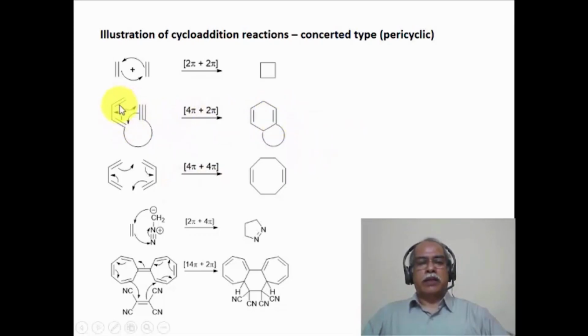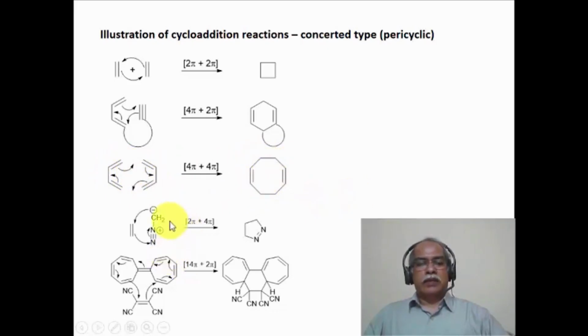The 4 pi component is the diene, the 2 pi component is the dienophile, which is this acetylene unit in this particular case. When two butadiene units undergo face-to-face cycloaddition reaction of this type, then it is called the 4 pi plus 4 pi cycloaddition reaction. The 4 pi plus 4 pi cycloaddition reaction of two butadiene molecules essentially gives you cycloocta-1,5-diene as the product.